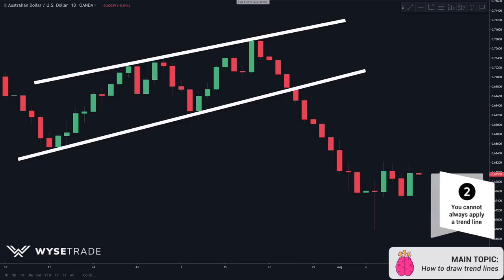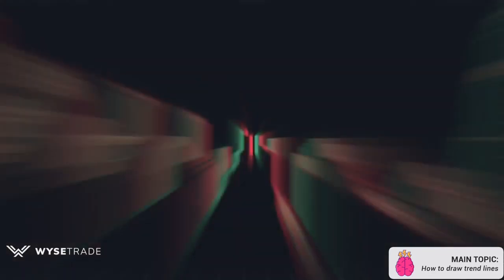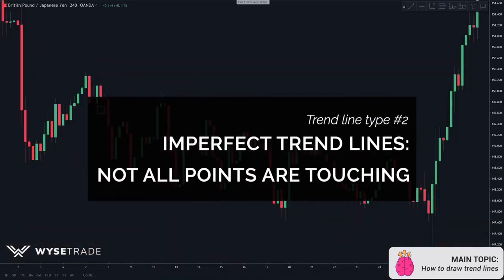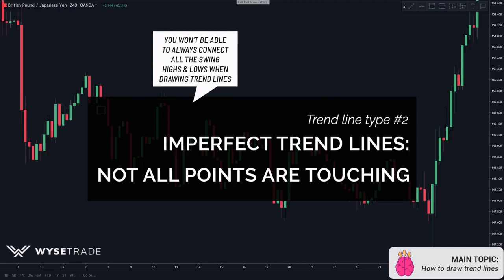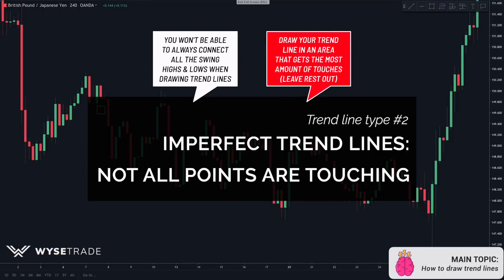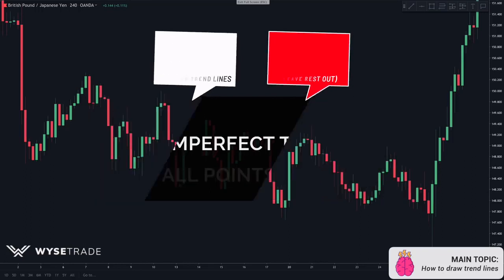So let's get into imperfect trend lines. A type of imperfect trend line you will often see is when not all the points are touching. What this means is when you draw a trend line, you won't always be able to connect all the swing highs or swing lows. So in that case, just draw your trend line where it can touch the most amount of points and leave the other points out.